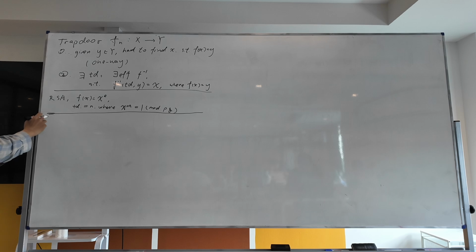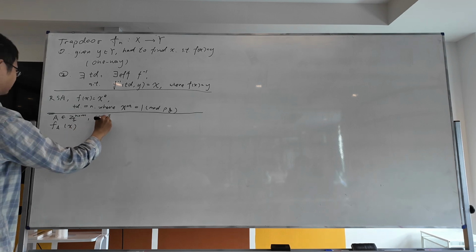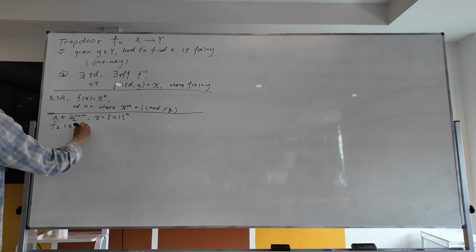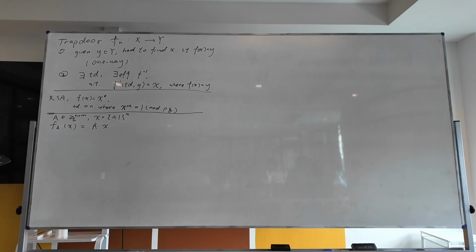Recall that in lattice-based assumptions, we have a very natural one-way function: you are given a matrix A and X is a small vector, and it simply outputs A times X. And this is one-way from the short integer solution problem, which I think was presented last week. So the first requirement is satisfied.